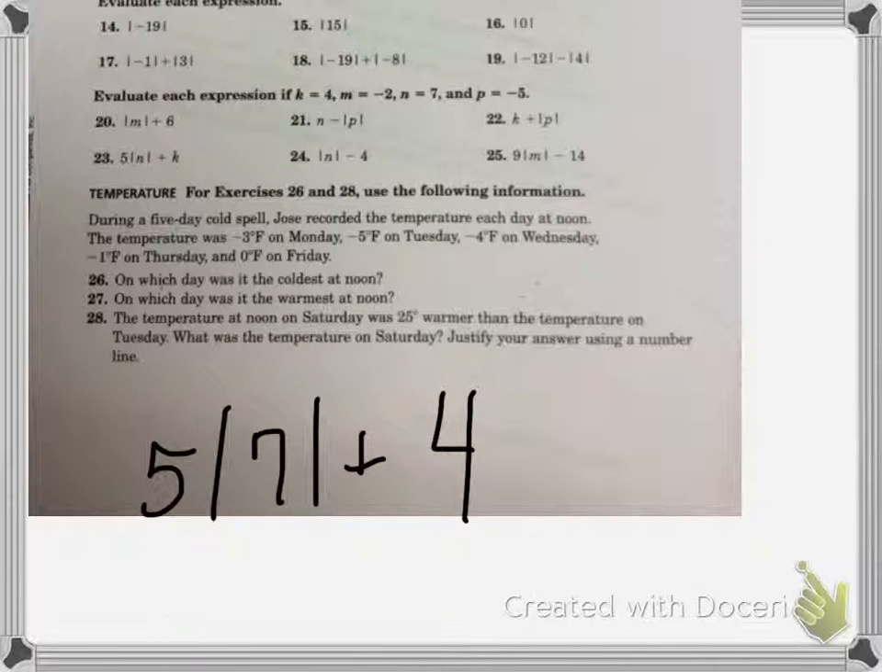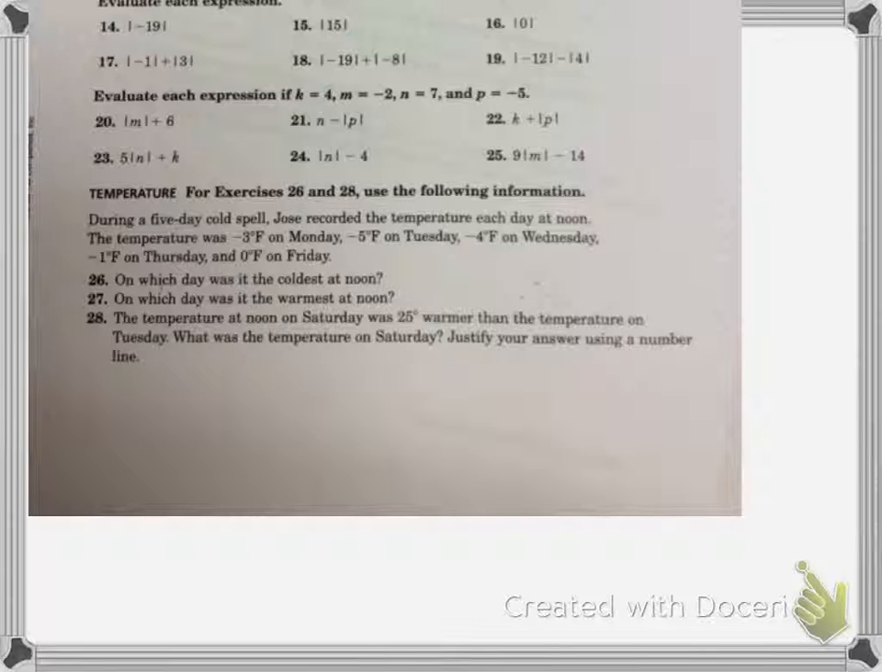For 26 through 28, you need to read the word problem. So it says, during a 5-day cold spell, Jose recorded the temperature each day at noon. The temperatures were -3 degrees Fahrenheit on Monday, -5 degrees Fahrenheit on Tuesday, -4 on Wednesday, -1 on Thursday, and 0 on Friday. On which day was it the coldest at noon?